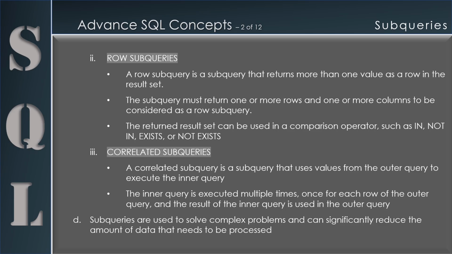Then we have correlated subqueries. A correlated subquery uses values from the outer query to execute the inner query. The inner query is executed multiple times, once for each row of the outer query, and the result of the inner query is used in the outer query. Subqueries are used to solve complex problems and can significantly reduce the amount of data that needs to be processed. We'll talk about this in further detail in the following slides.